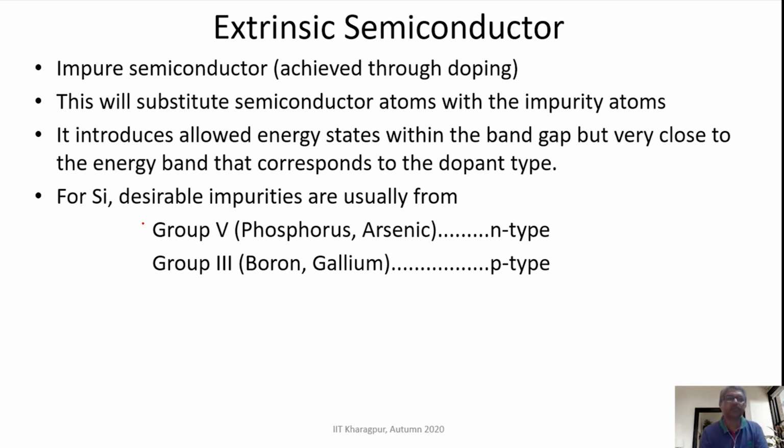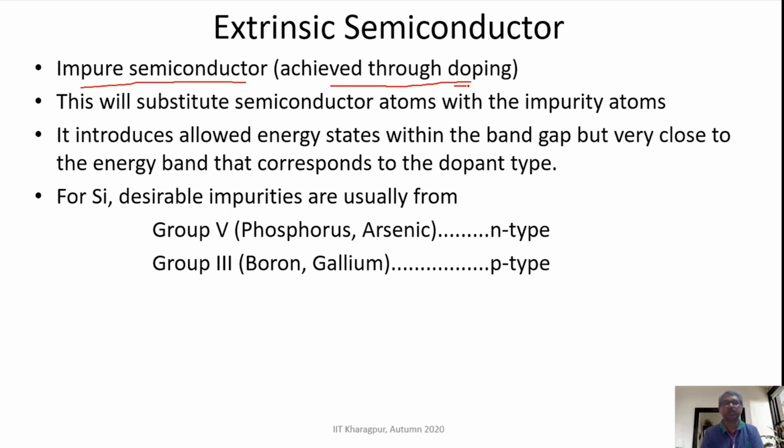Extrinsic semiconductor is basically impure semiconductor. This is usually achieved through doping. We use a process known as diffusion or ion implantation to dope a semiconductor. This will substitute semiconductor atoms. Say if I am doping silicon, it will usually substitute silicon atoms and occupy those sites, although it can also occupy interstitials. Let's not go in that direction.